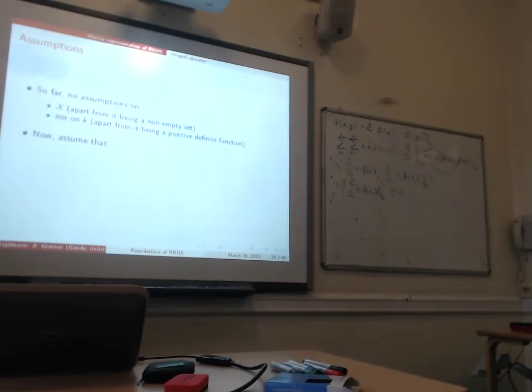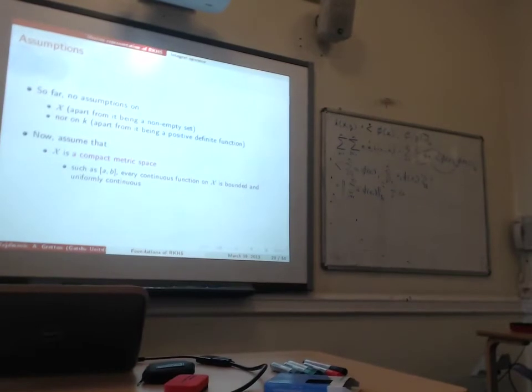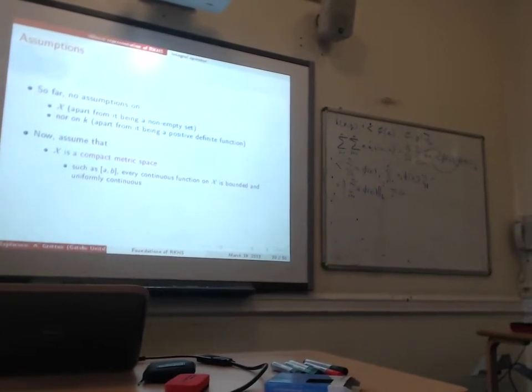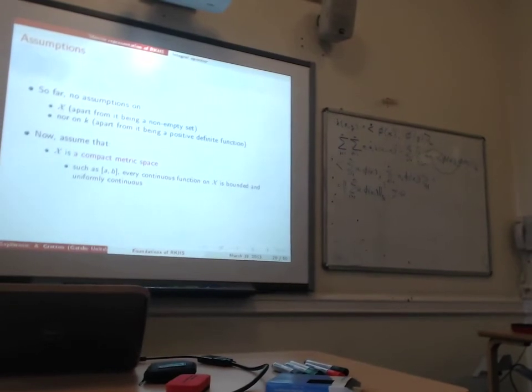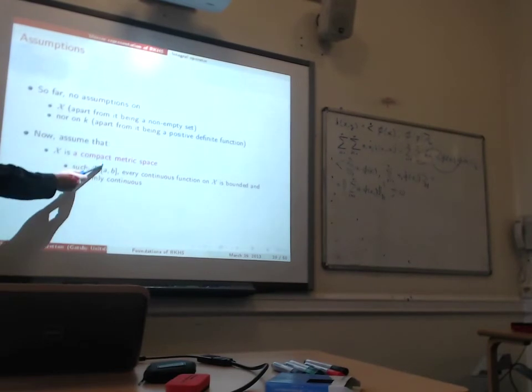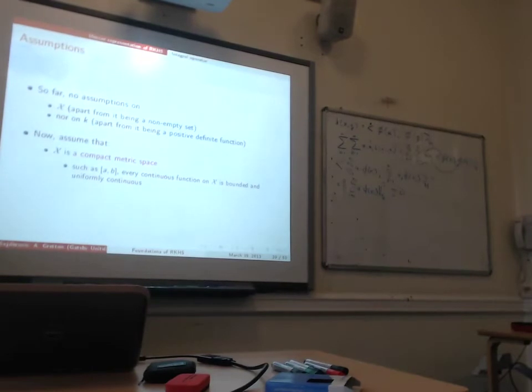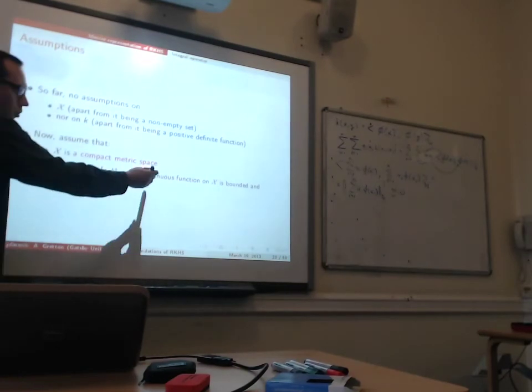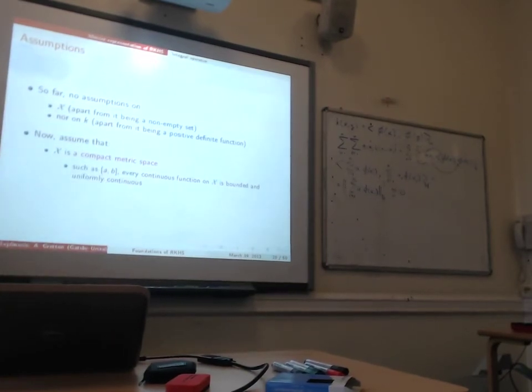We will assume that the space X is a compact metric space. You can think of it effectively as restricting our attention to an X that's somehow similar to a segment on the real line. And the most important property that we will use from this assumption is that if I consider a continuous function on the domain X, it will also be bounded and uniformly continuous. Right?